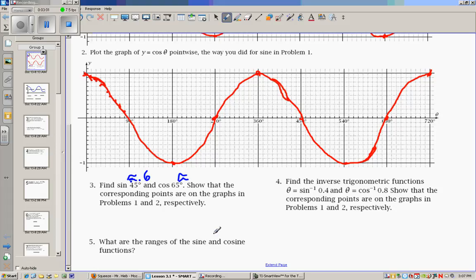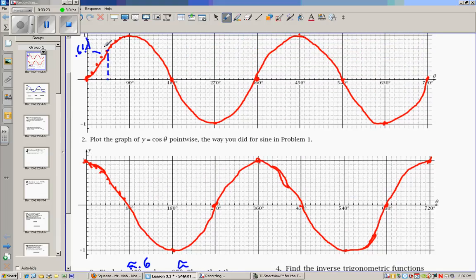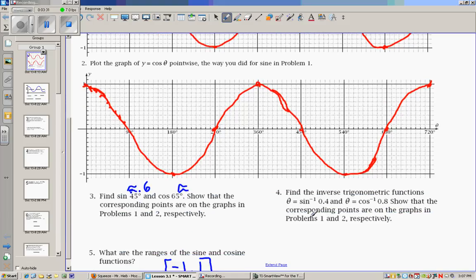Now let's look at the ranges for sine and cosine. The max is 1, and the minimum is -1. So we'll say it goes from -1 to 1. Now if I want to find the inverse trigonometric function, inverse sine of 0.4, I go to 0.4, go over and down, and that's about 20 degrees. So this one is about 20 degrees. Now you try it with the inverse cosine of 0.8 and see what you come up with.